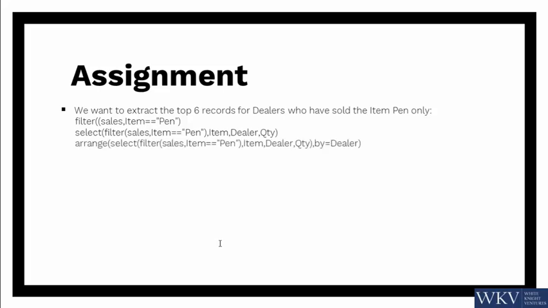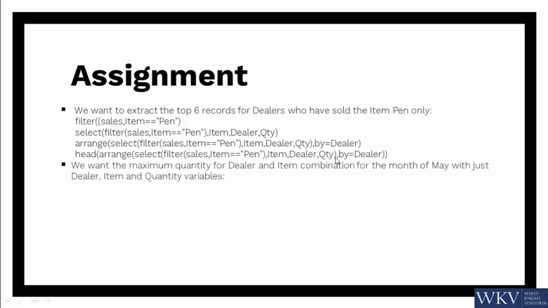Clear? Then I arrange this data set by dealer. And then finally I use the head functionality which will give me the top 6 rows. So see, I started by filtering the data set with item equal to pen. Then I selected 3 columns from it, item, dealer and quantity. And then I arranged it by dealer and finally I took out the first 6 rows using the head functionality. This is how you nest functions in R. Clear? I would request you guys to practice through this method and once you guys have practiced enough, then you can write the code in one go as well.